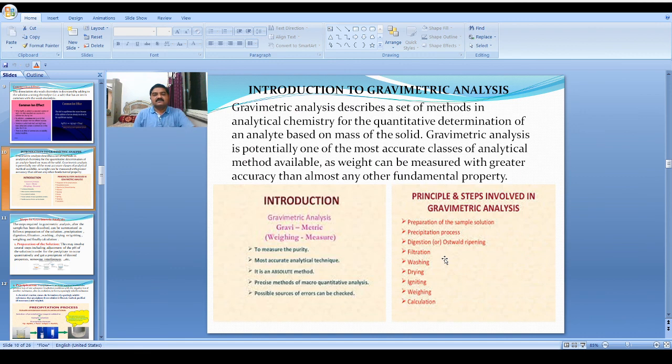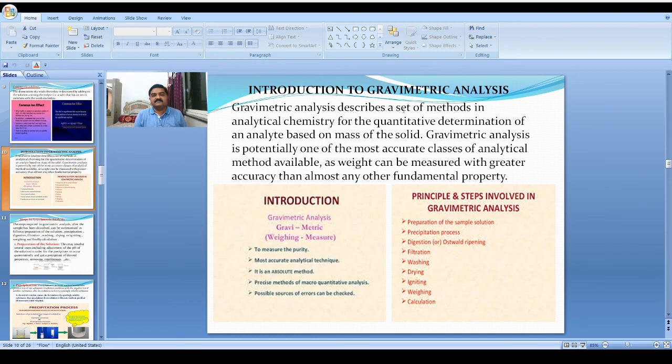then we have to switch over to the introduction of gravimetric analysis. First of all, we must know what gravimetric analysis is. Gravi means weighing and metric means measure or the process here. In gravimetric analysis, to measure the purity, that means how much amount of the sample is in pure form. Second, it is one of the most accurate analytical techniques. It is an absolute, precise method of macro quantitative analysis, and possible sources of error can be checked here.